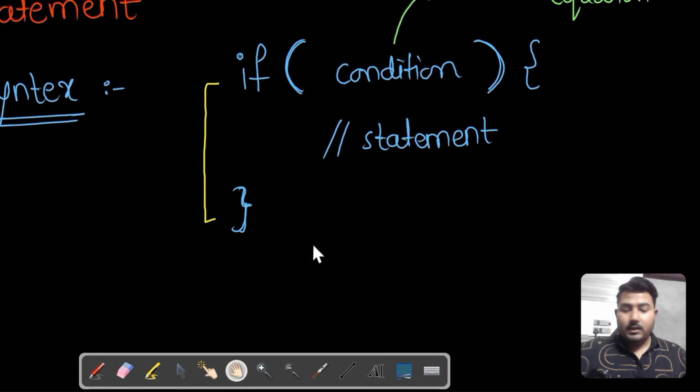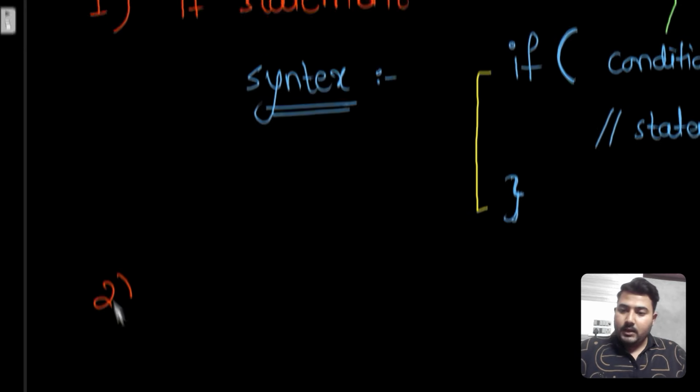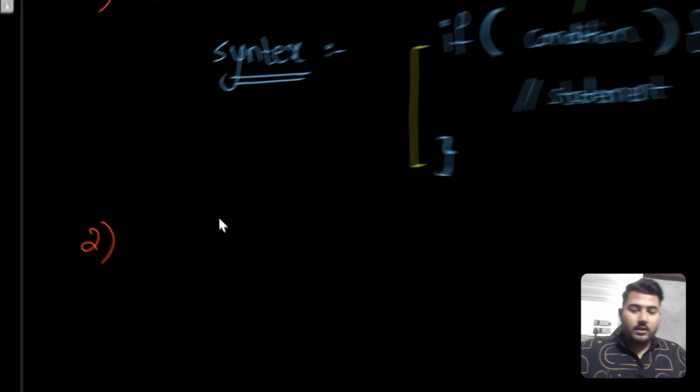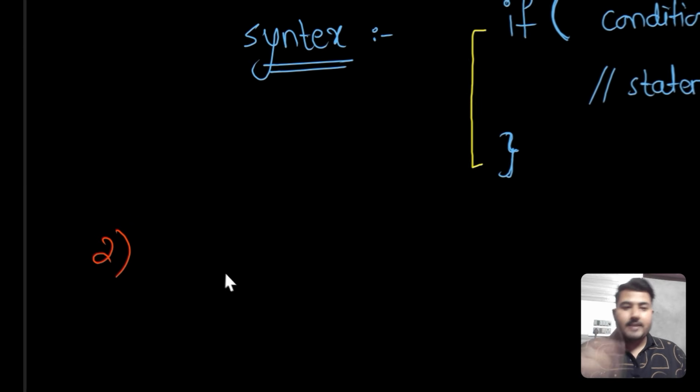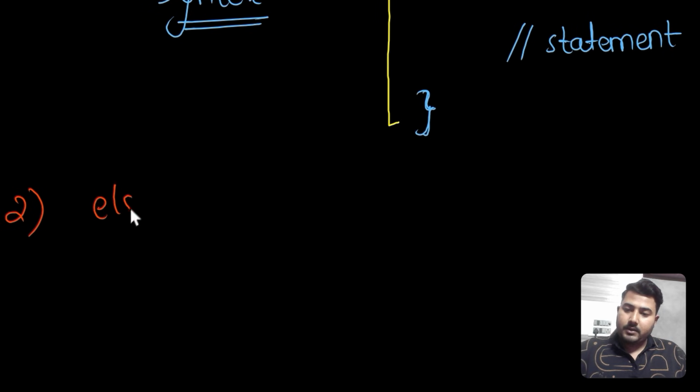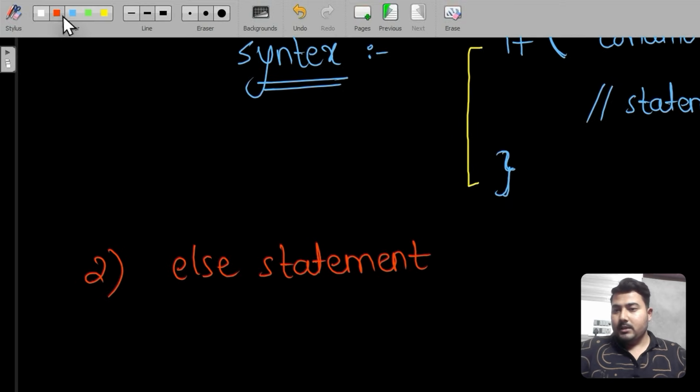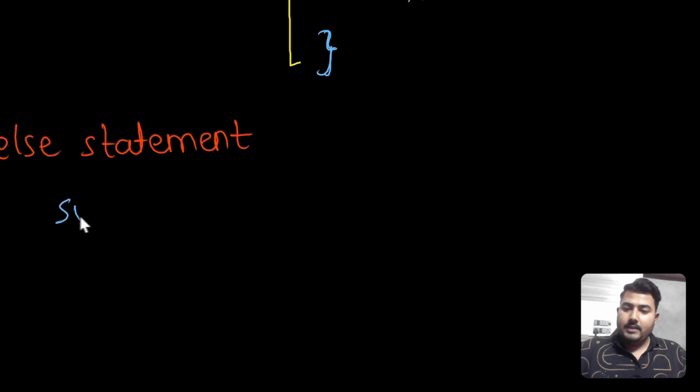Just give me some time. Let me just first write down all the syntaxes that we are aware about. Second part would be, we are already done with the if condition. Then we also have else, that is else statement. Now the important point here is we cannot have else statement without if statement.